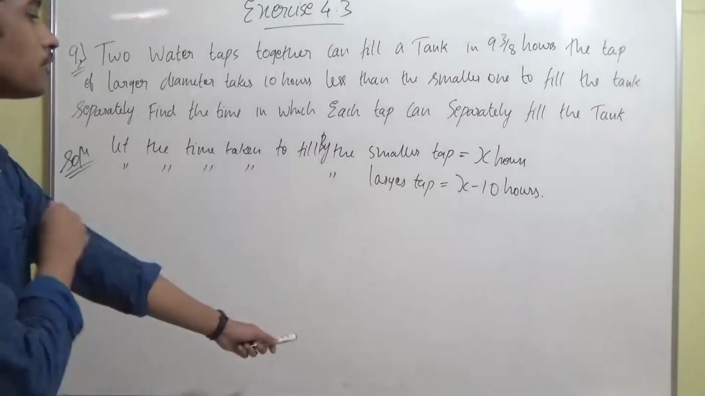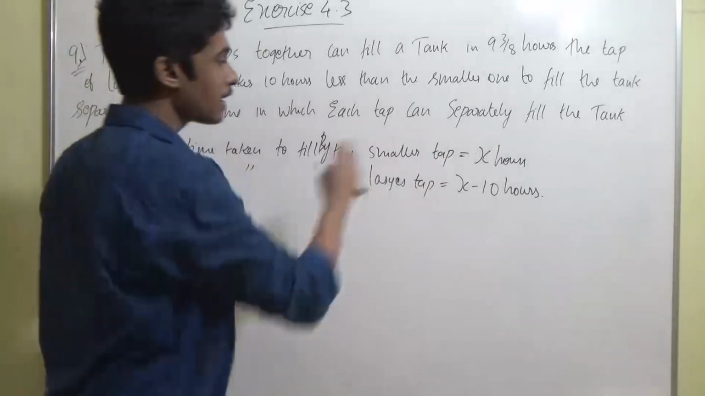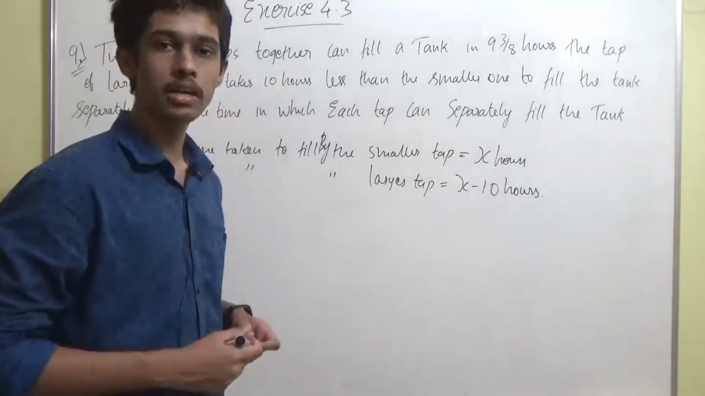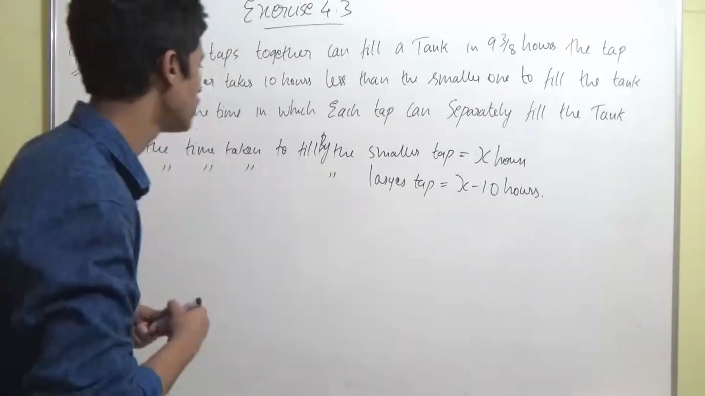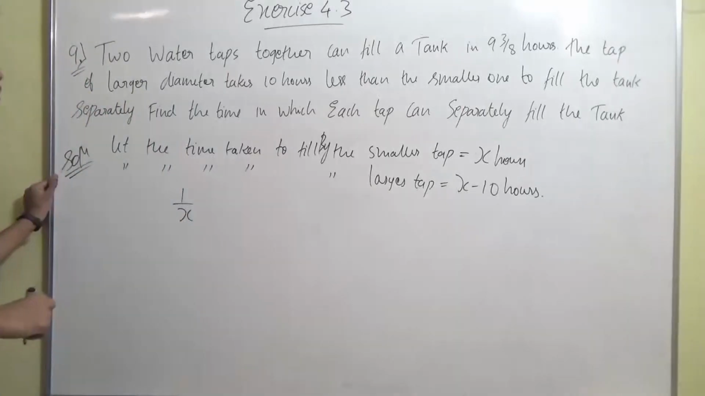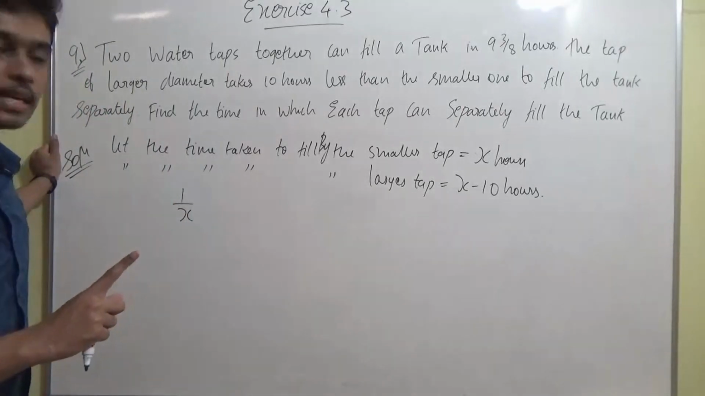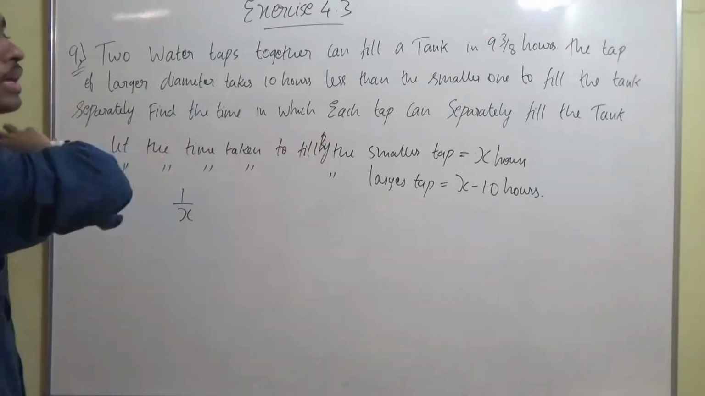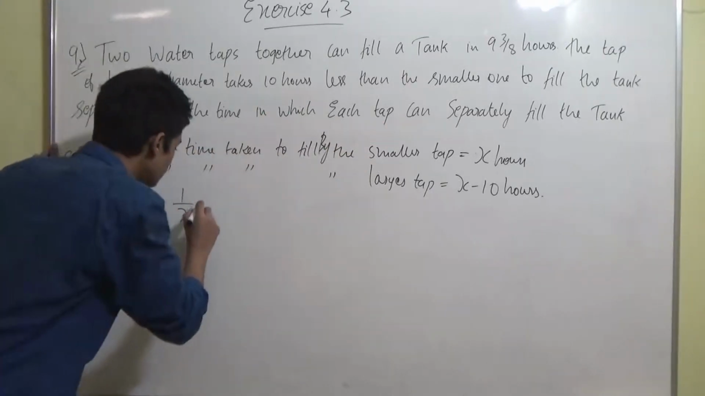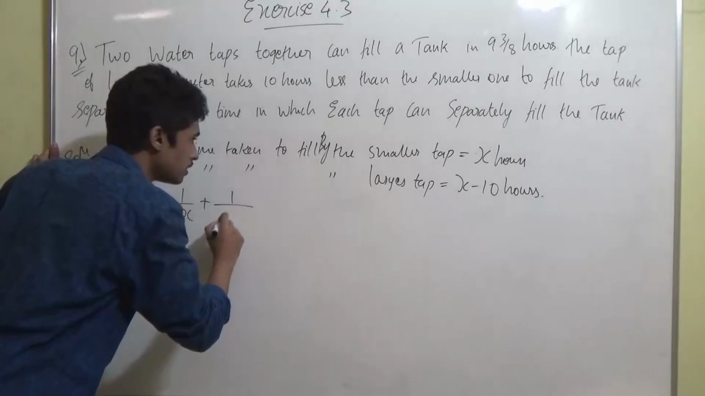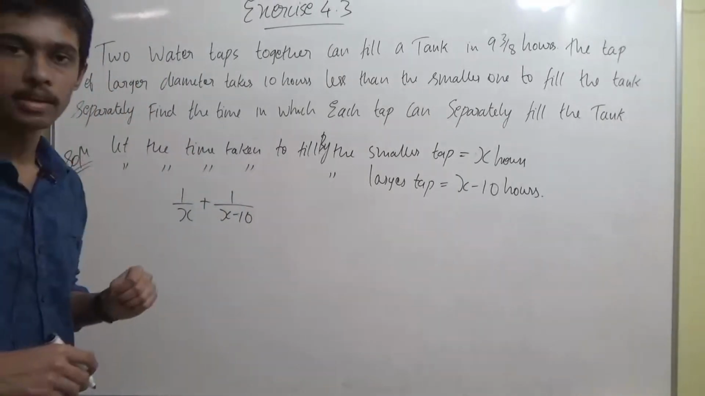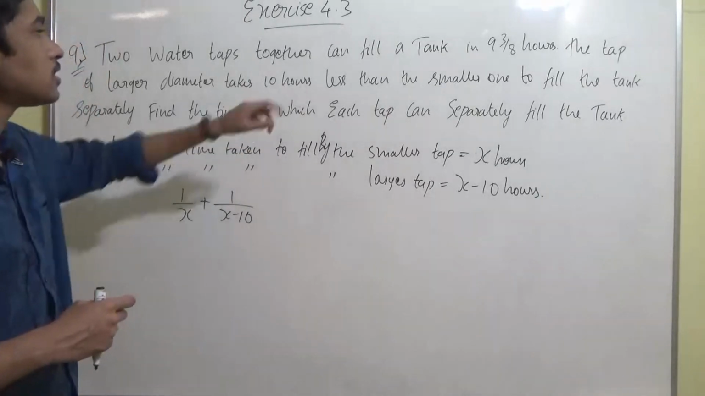Now if it takes x hours to fill the entire tank, in 1 hour how much part of the tank would have filled? The small tap would have filled 1 by x part of the tank in 1 hour. Getting it? For x hours it can fill the entire tank. In 1 hour how much can it fill? 1 by x. And in 1 hour how much can the large tap fill? That is x minus 10, that is 1 by x minus 10. Getting it guys? Equal to, that is the total time they have given.